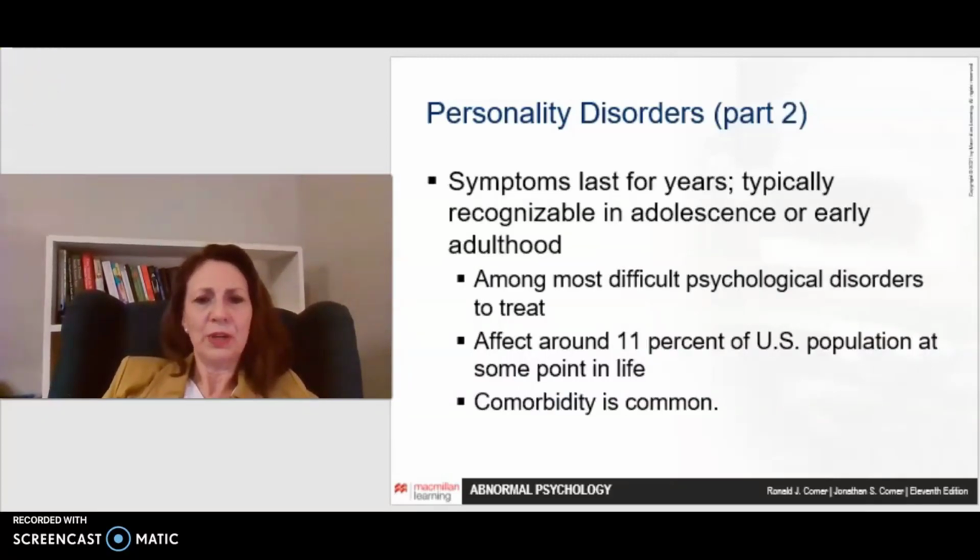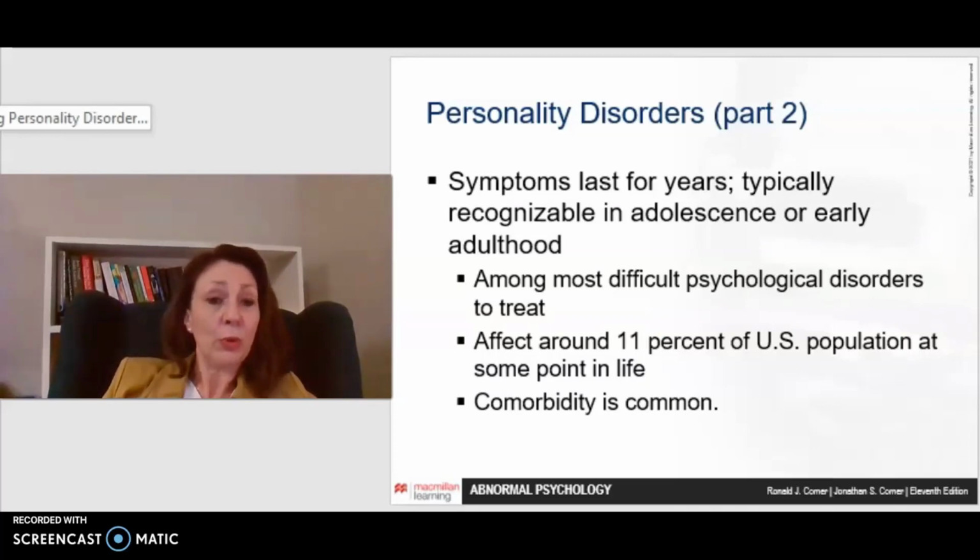Symptoms tend to last for years. They typically start in adolescence or early adulthood, and they are among the most difficult psychological disorders to treat. About 11% of the U.S. population has a personality disorder at some point in life, and there is lots of comorbidity with other psychological disorders.